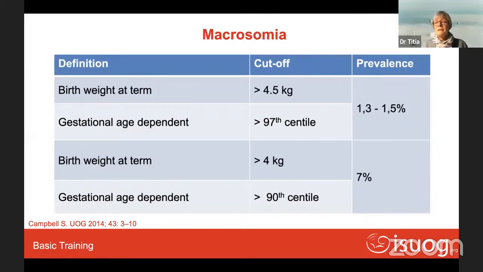Now, the last subject is, this was all growth restriction, but obviously you all know that we're also dealing with macrosomia. What is macrosomia? Well, there are various definitions of macrosomia. If we choose a birth weight at term of more than 4.5 kilograms, or gestational age dependent above the 97th percentile, then the prevalence is 1.3 to 1.5%. If we take a birth weight at term of more than 4 kilograms and gestational age dependent above the 90th centile, then the prevalence is approximately 7% of all babies.